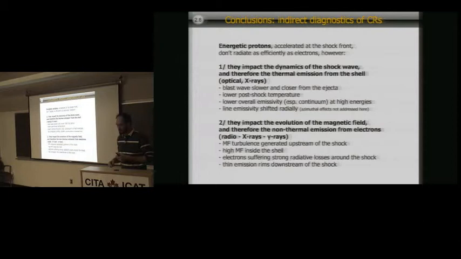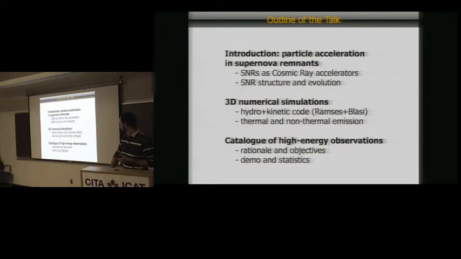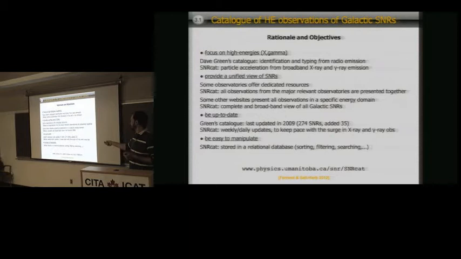And I did this because I would like briefly to show you a catalogue of high energy observations that I need to try to sort things out. There exists a catalogue of remnants by Dave Green, but it's mostly based on radio. So we are interested in high energies with particle acceleration. We have some observatories with nice resources, but here the point is to group them together for the first time. We also have some resources for a specific energy domain, TeVCat, but they will list everything. Remnants might not be there or might be there multiple times.